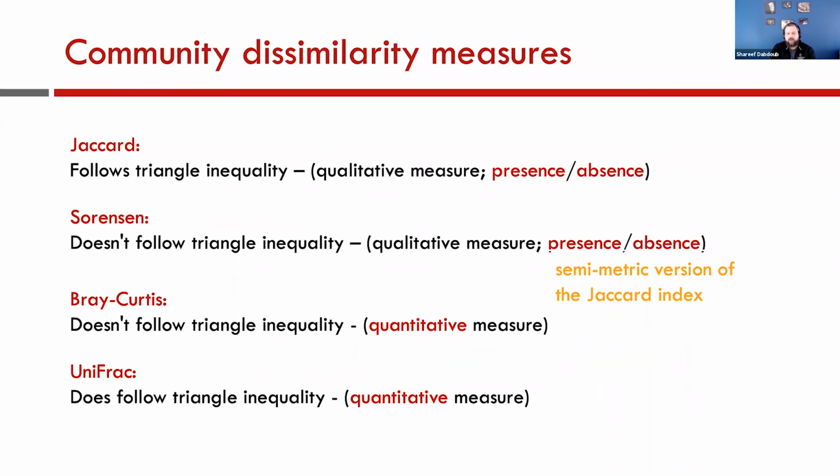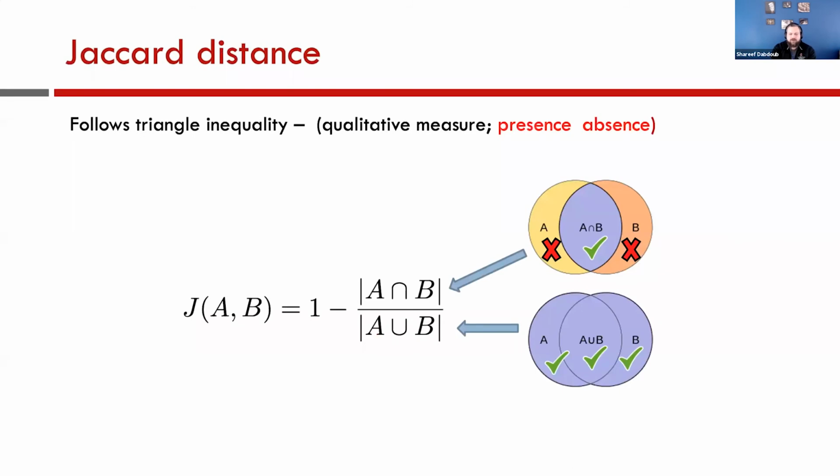One thing to note here is the use of the word metric. It needs to be noticed. Jaccard follows the triangle inequality. You can look it up, but the definition of a metric is that it follows the triangle inequality. Some of these do and some of them don't. Bray-Curtis is not technically a metric. It is a measure. UniFrac does follow the triangle inequality, and so it is a metric. I'm just going to go through some of these real quick.